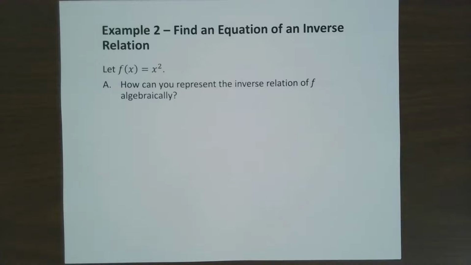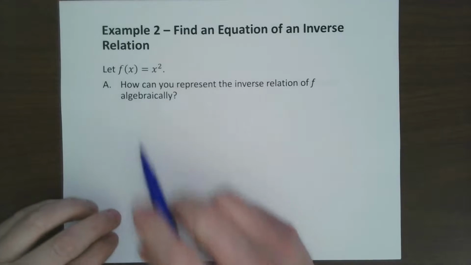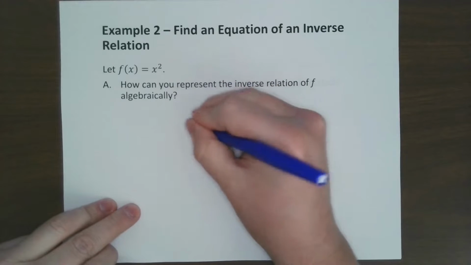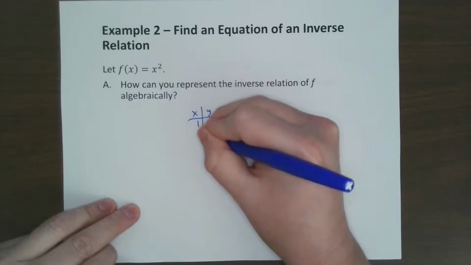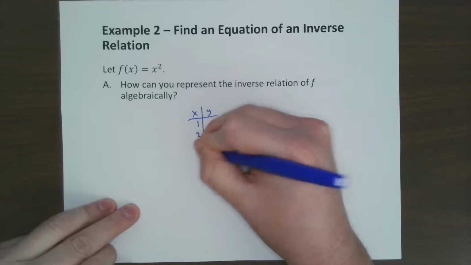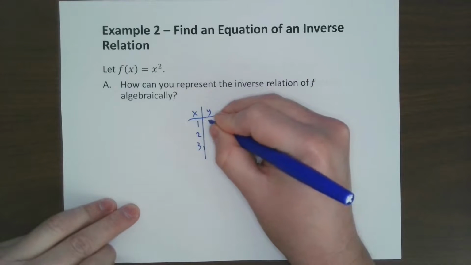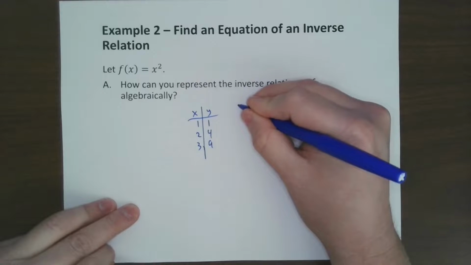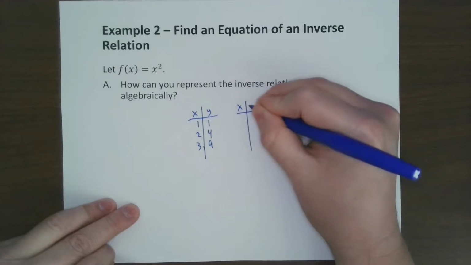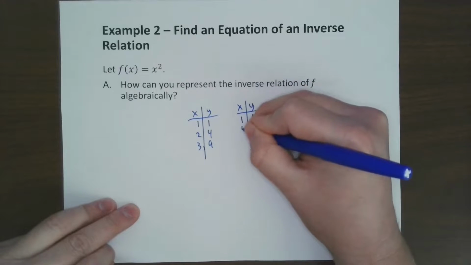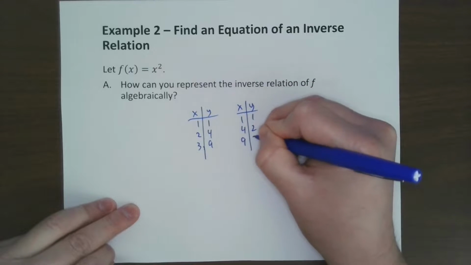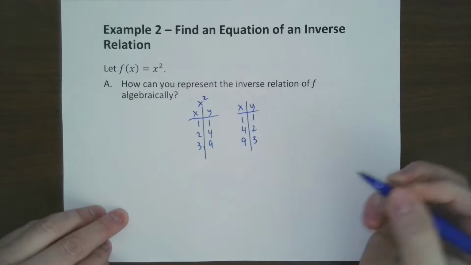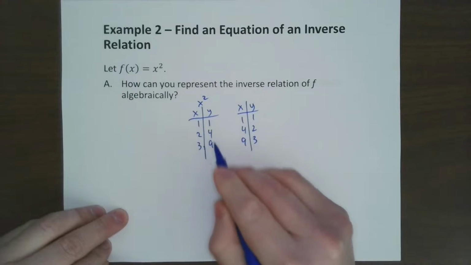So how can we do this algebraically? Well, if we know squared, let's just make a quick table so I can show you. If it was 1, 2, and 3, if you square those, you get 1, 4, and 9. So the inverse would be 1, 1, 4, 2, and 9, 3. And that should look familiar. This is x squared. If I square these numbers, I get these numbers.